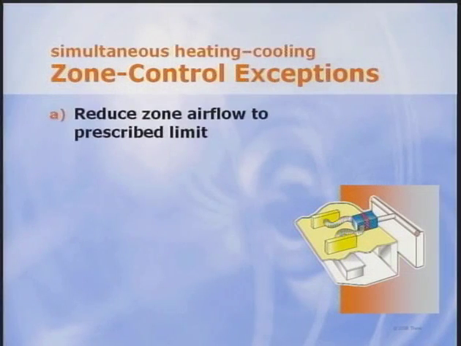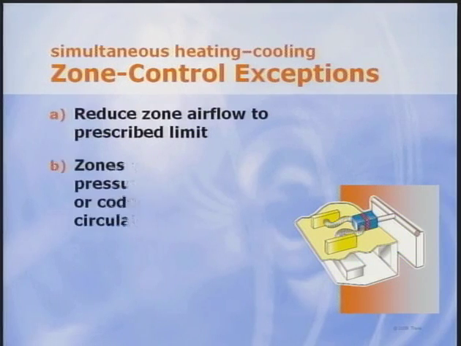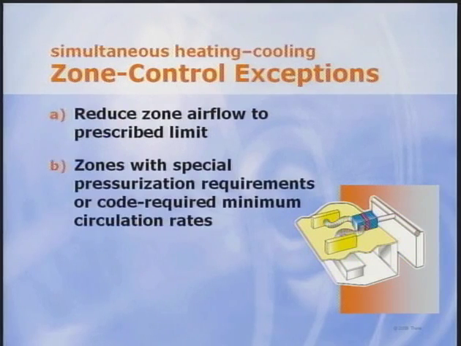First, prior to using new energy for reheat, reduce the amount of zone airflow that must be reheated. There are 5 possible limits that we'll look at in a minute. Next, the restriction on simultaneous heating and cooling does not apply to zones with special pressurization requirements or code-required minimum circulation rates. Both of these may occur in healthcare facilities.